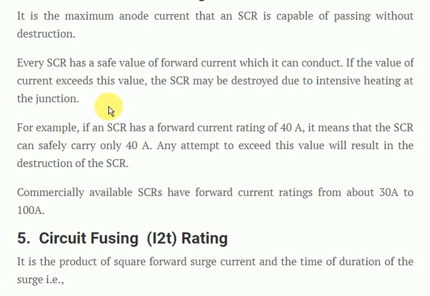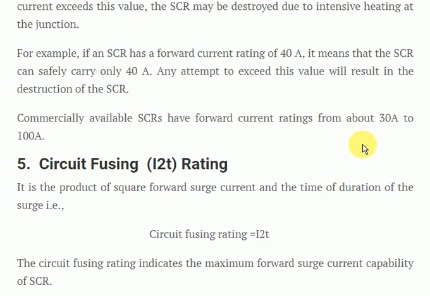Because of this forward current rating, we know how much maximum current can flow through the SCR. For example, if an SCR has a forward current rating of 40 ampere, it means that the SCR can safely carry only 40 ampere. Any attempt to exceed this value will result in destruction of the SCR. Commercially available SCRs have forward current ratings from about 30 ampere to 100 ampere.